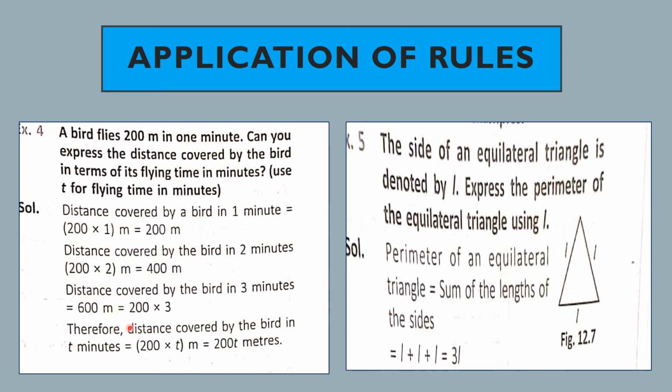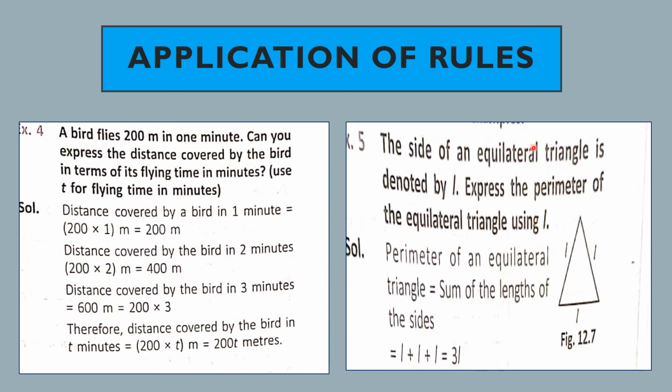So in general, you can make a general formula. The distance covered by the bird in t minutes will be 200 × t meters. So that is 200t meters. By seeing this, you can make a general formula, that is 200 × t, that is 200t meters. In t minutes, the bird will cover 200t meters.